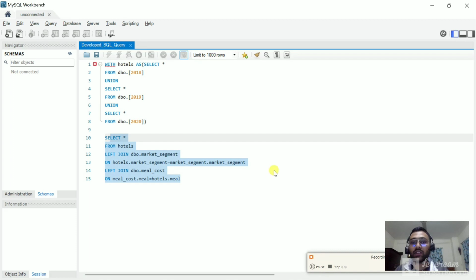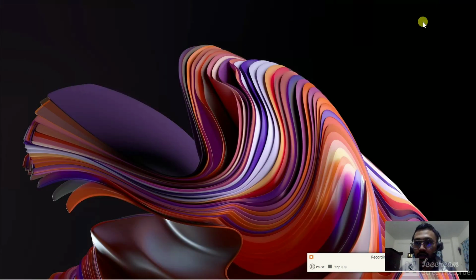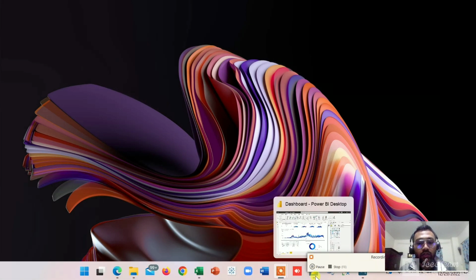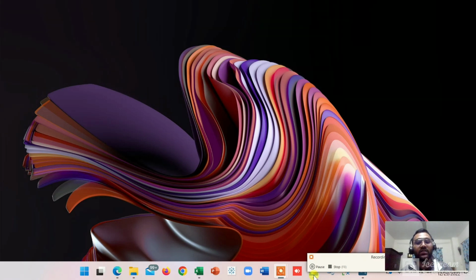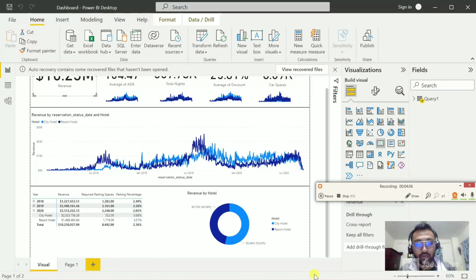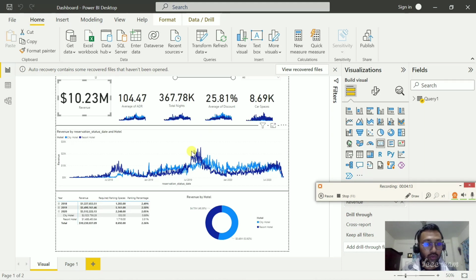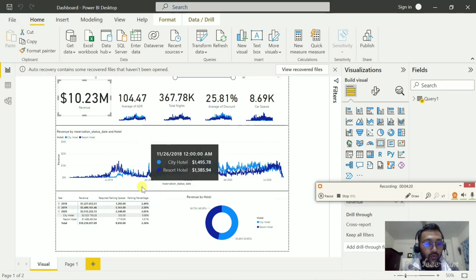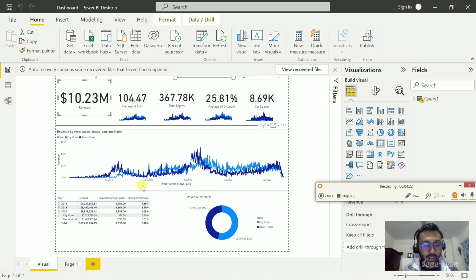After building this query in the SQL Workbench, I connected that developed data to my Power BI so that I can visualize the main things I am trying to present to my stakeholder. So here is what I built to present to my stakeholder: the actual revenue amount was 10.23 million.